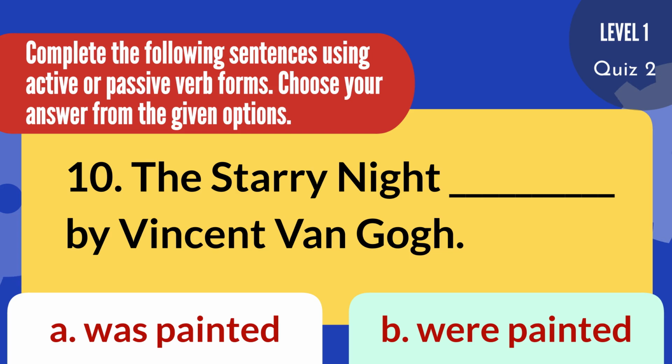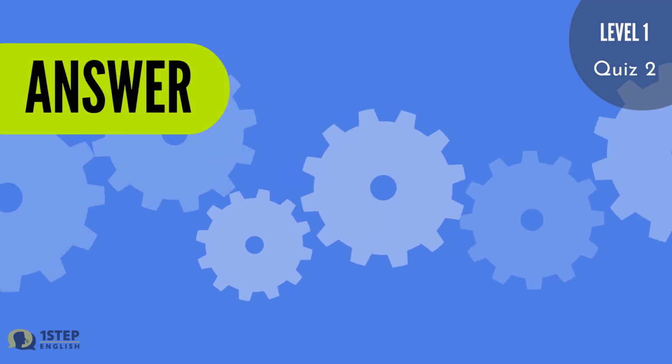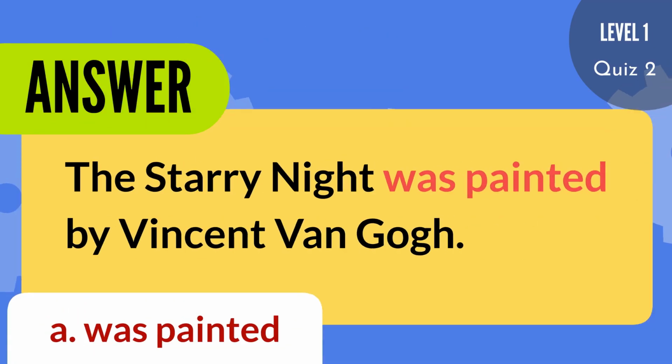Number 10. The Starry Night blank by Vincent van Gogh. A. Was painted. B. Were painted. The correct answer is letter A, was painted. The Starry Night was painted by Vincent van Gogh.